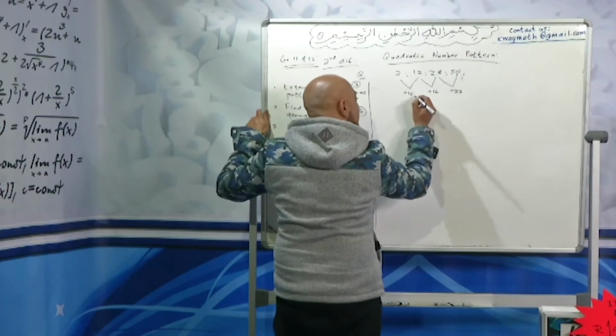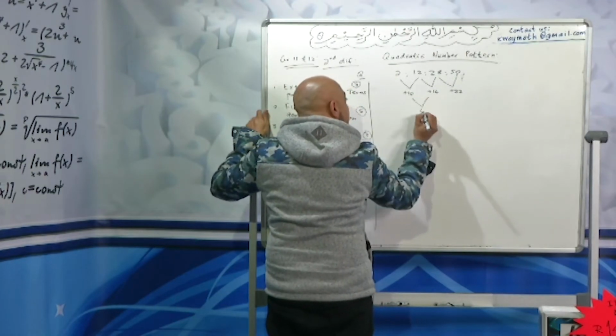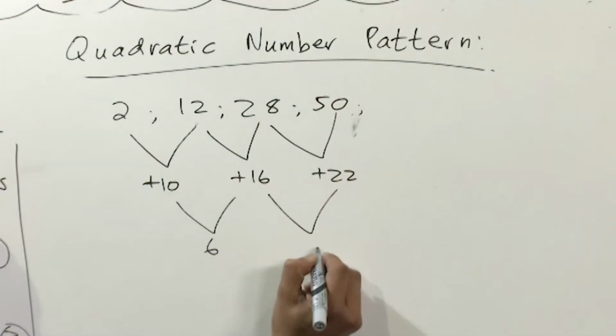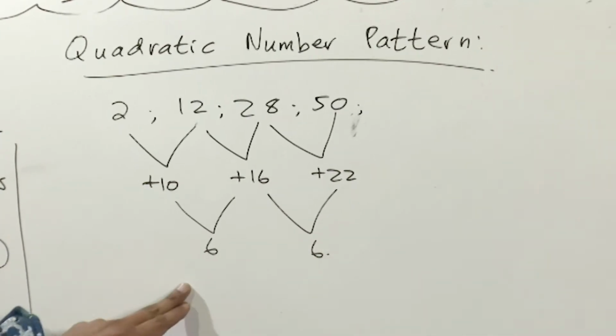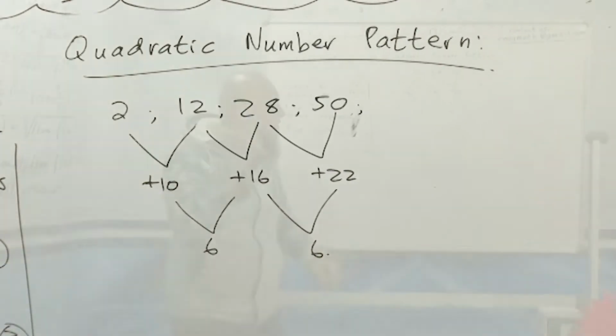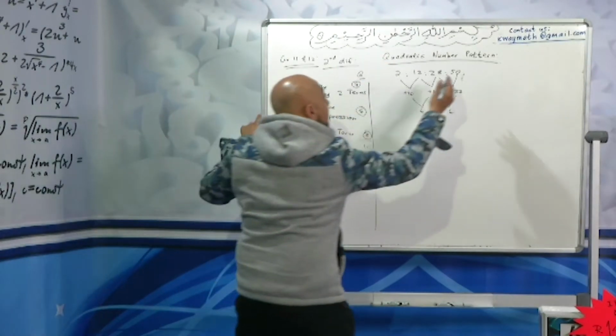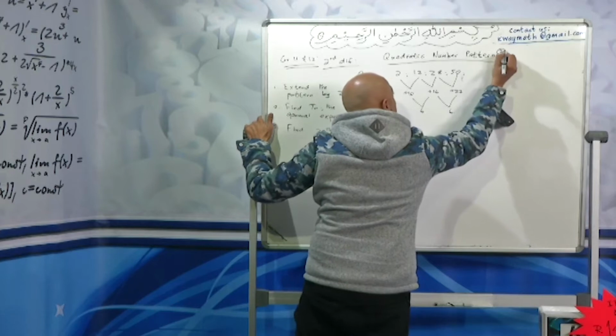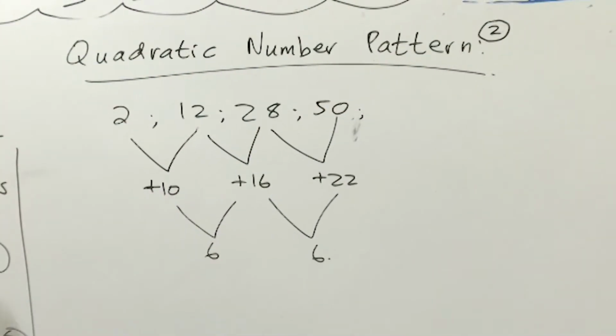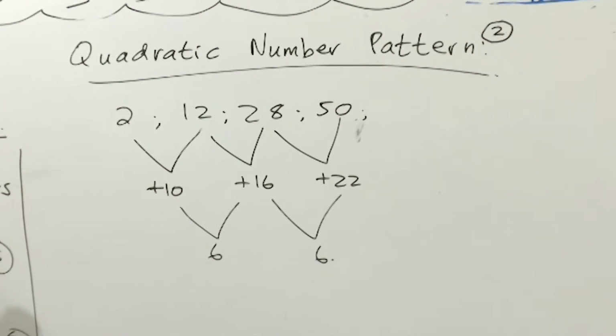Let's now go on to our second line. 16 minus 10 is 6. 22 minus 16 is 6. So we can see that it's got a common second difference. That's why it is quadratic. For a quadratic number pattern, we put a square sign there. Why? Because it's got a common second difference.